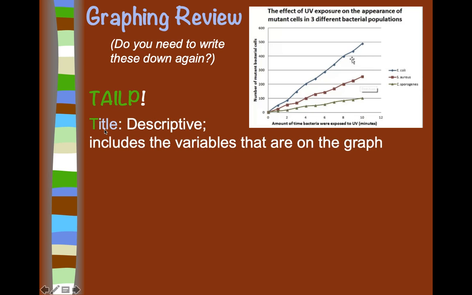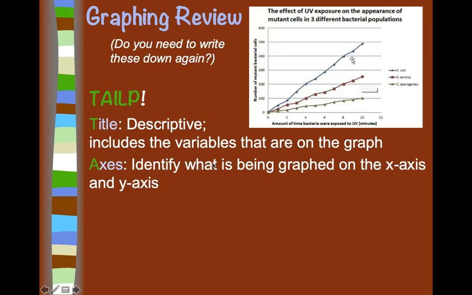So you need a title. And that title should include the variables that are on the graph, like this title: the effect of UV exposure on the appearance of mutant cells in 3 different bacterial populations. There's so much detail in there, but that detail makes it super clear what this graph is going to show me. I know why there's 3 lines, because there's 3 different bacterial populations. So how does that UV exposure, the amount of time that it's been exposed, affect the appearance, like how many times they appear? That tells me all that I need to know.